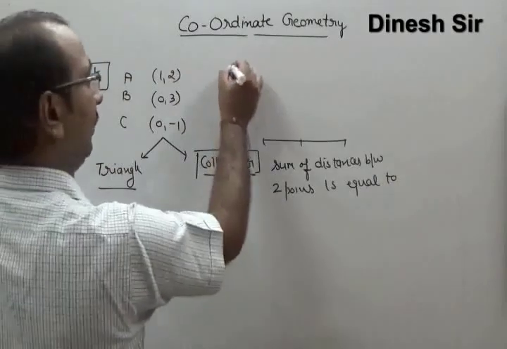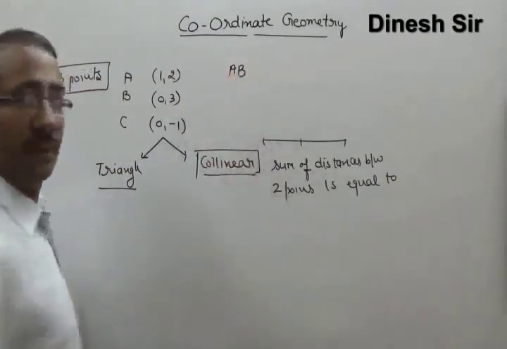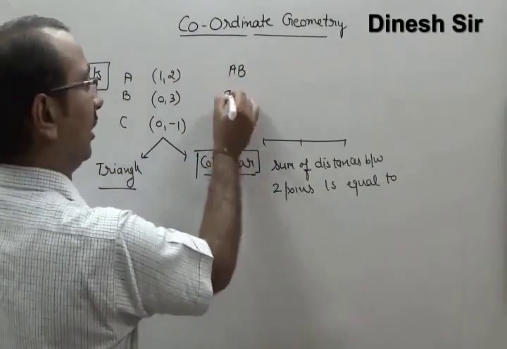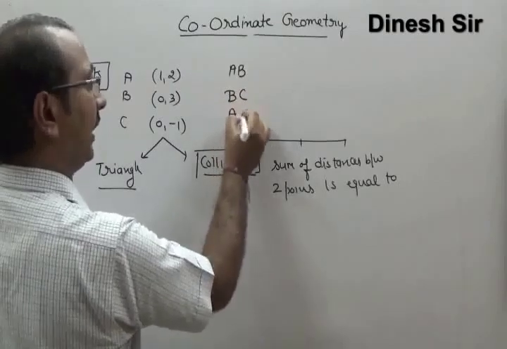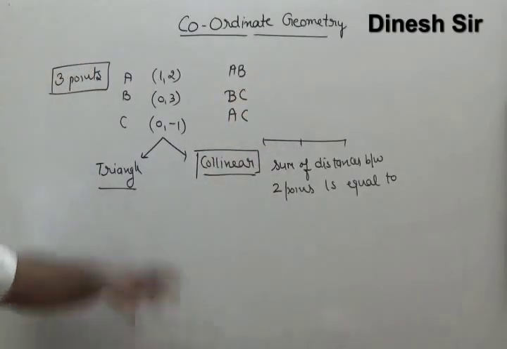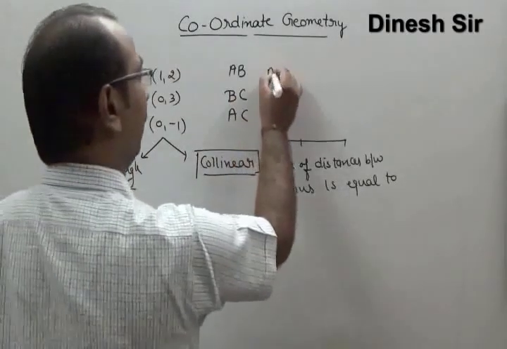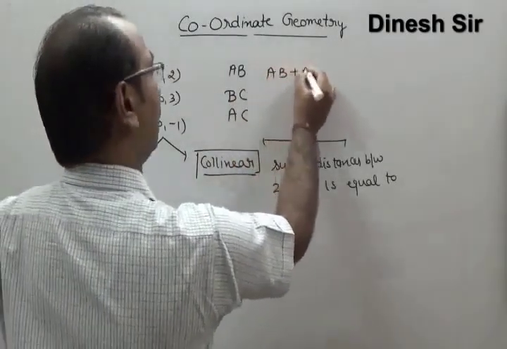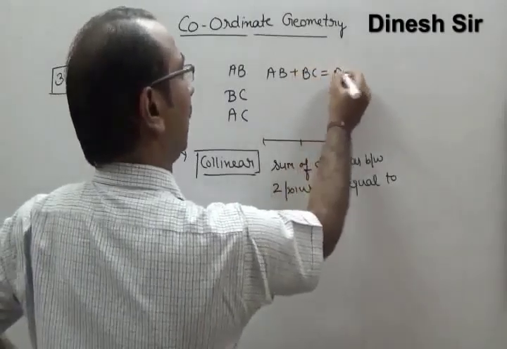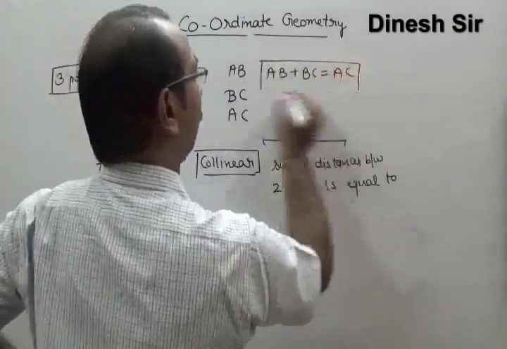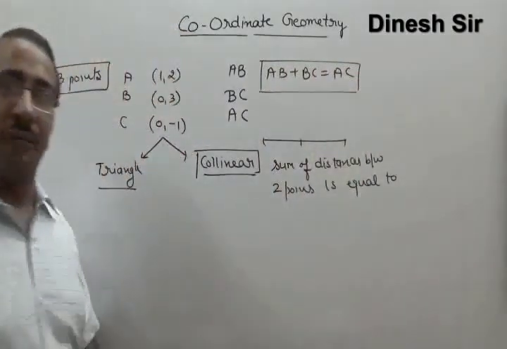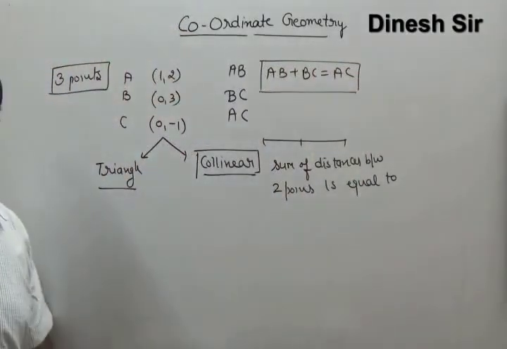How? Suppose we have 3 points here, A, B and C. First we find AB with the help of the distance formula. Similarly, we may also find BC and we may also find AC. Between 3 points we can find these 3 distances. If the sum of the distances AB plus BC is equal to AC, in that case I can say the points are collinear. That is the first definition of collinear points, when 3 points are there.